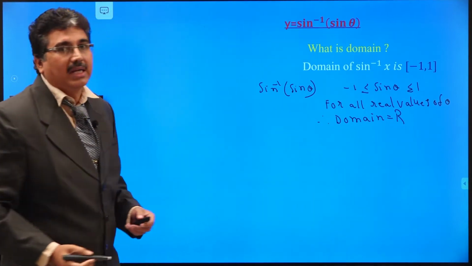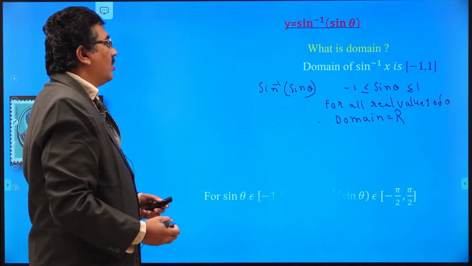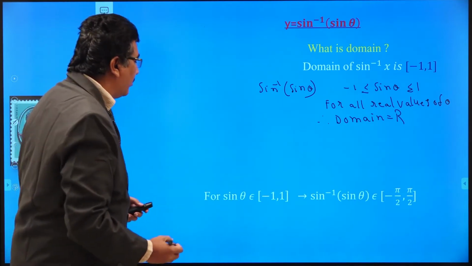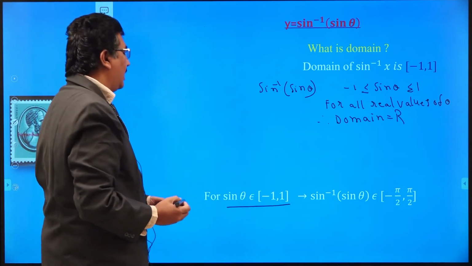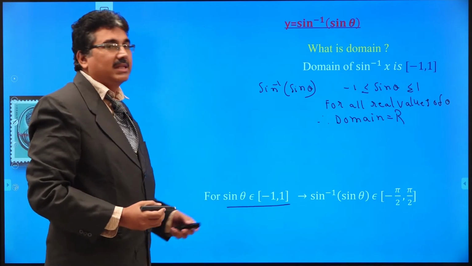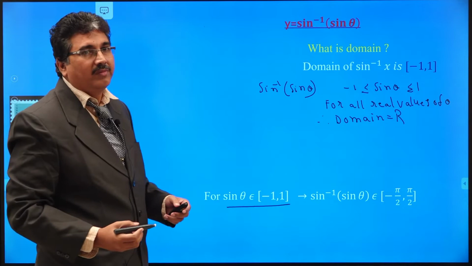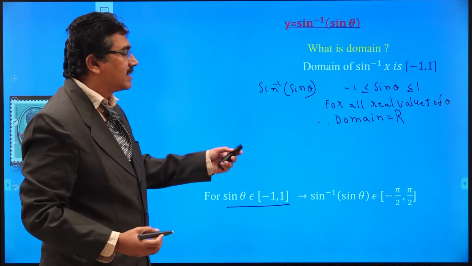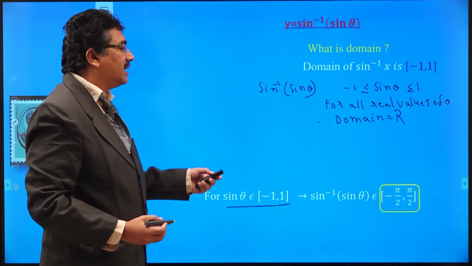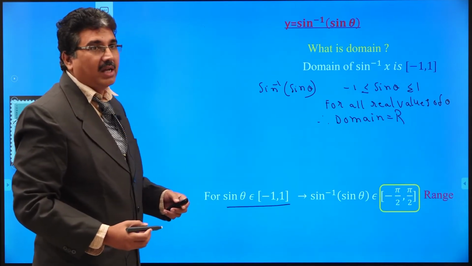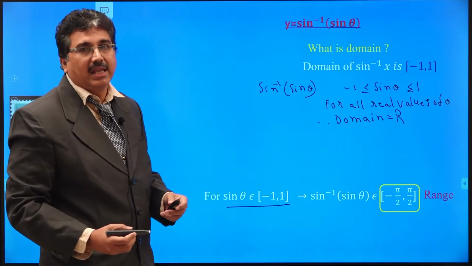Now, what is the range? For sine theta belonging to the closed interval minus 1 comma 1, apply sine inverse. Sine inverse of sine theta belongs to the closed interval minus pi by 2 comma pi by 2. That is the range of the function. This is the domain and this is the range.